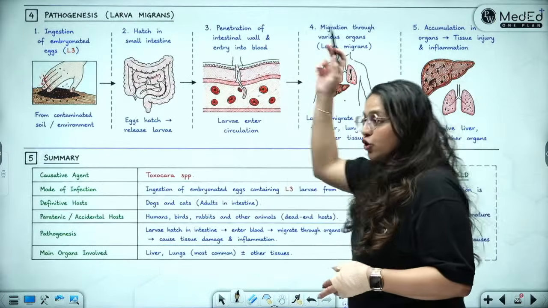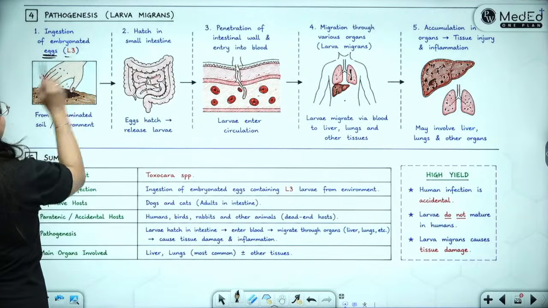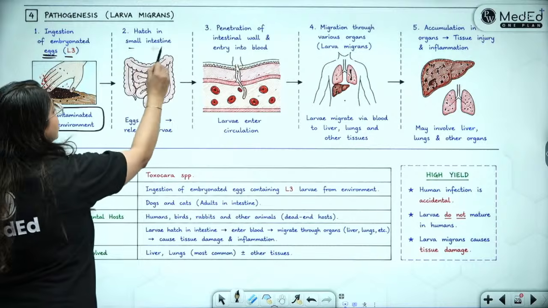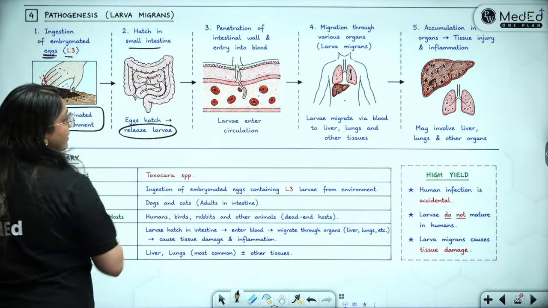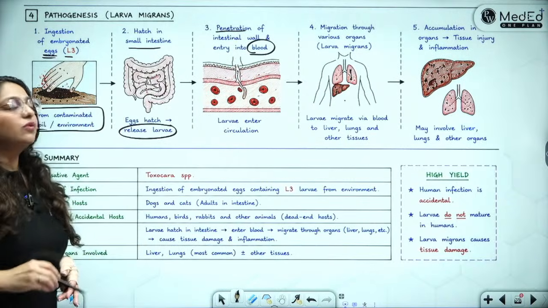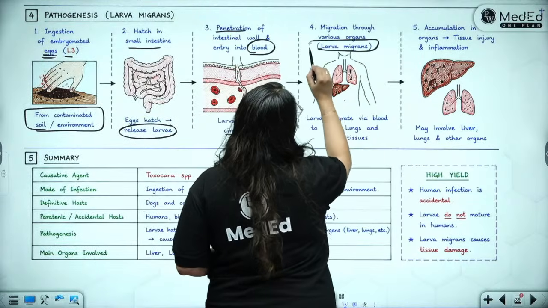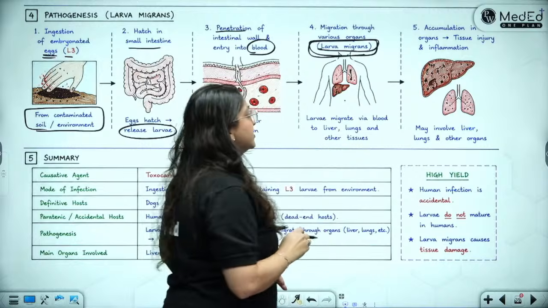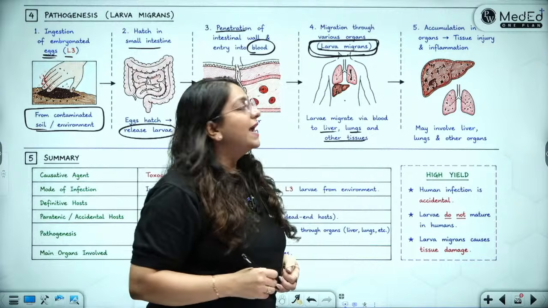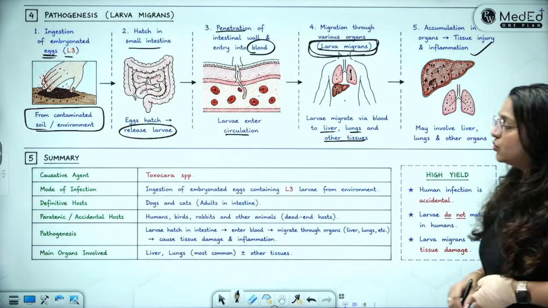So what you will draw for this life cycle, you will write: ingestion of embryonated eggs containing the L3 larva from contaminated soil and environment. The eggs hatch in your small intestine and release the larva. The larva penetrates the intestinal wall and enters your blood. Now the larva is in circulation. Now it will migrate as larva migrans through the various organs, to the liver, to the lungs, to the eyes, to the other tissues. It accumulates in these organs, causes tissue injury and inflammation, therefore leading to larva migrans.